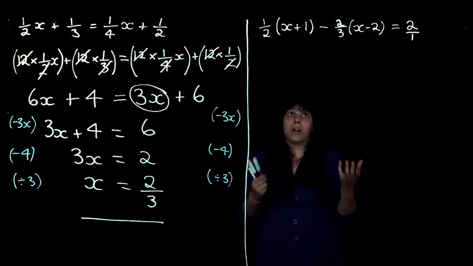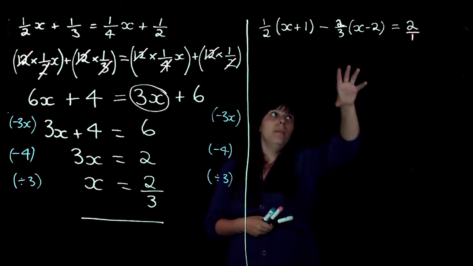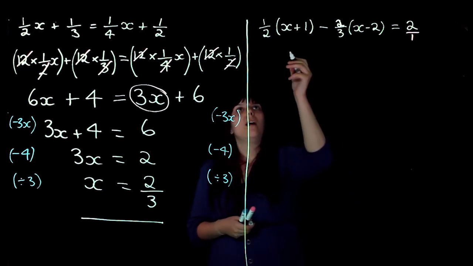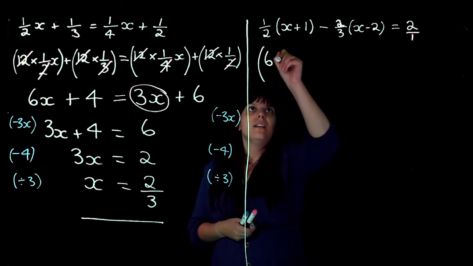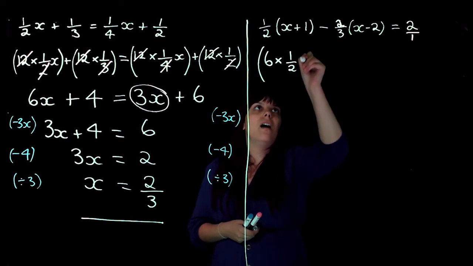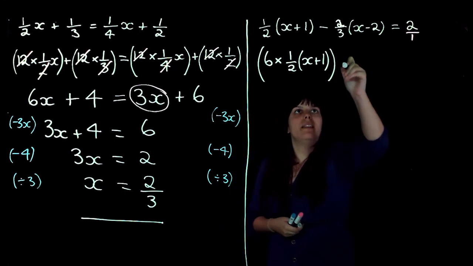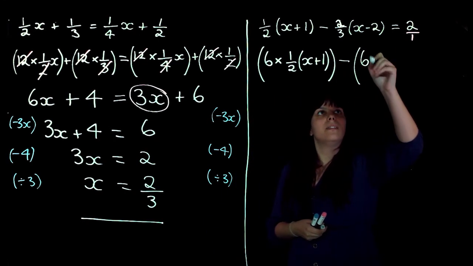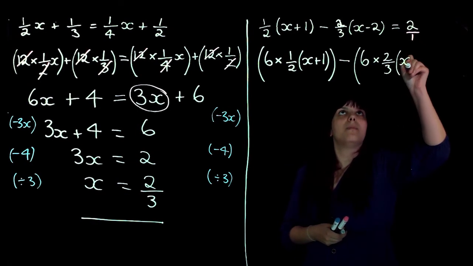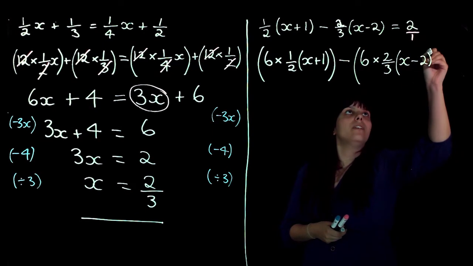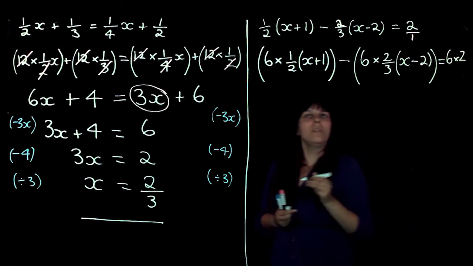So what is my common denominator? It's going to be 6. So I'm going to multiply each term by 6. And again I'm going to have brackets on this. So 6 times a half times x plus 1. And then minus 6 times 2/3 brackets x minus 2. And then over here I'm going to have 6 times 2.